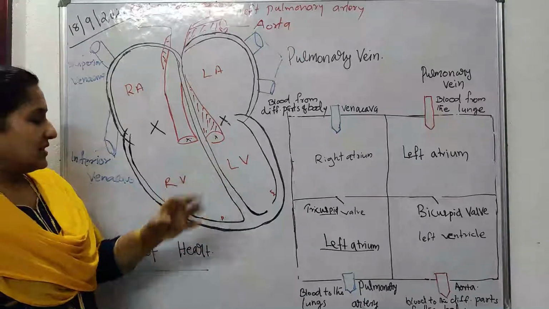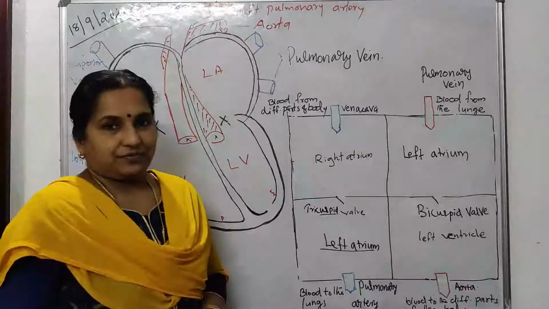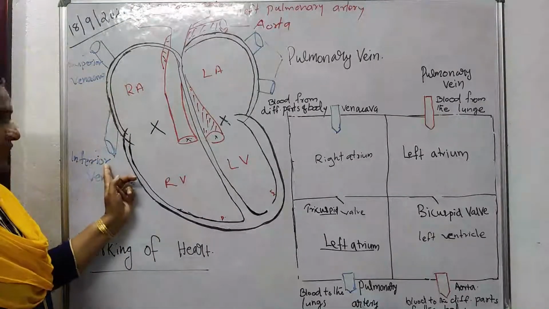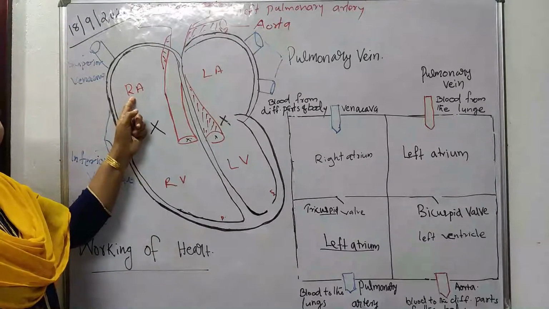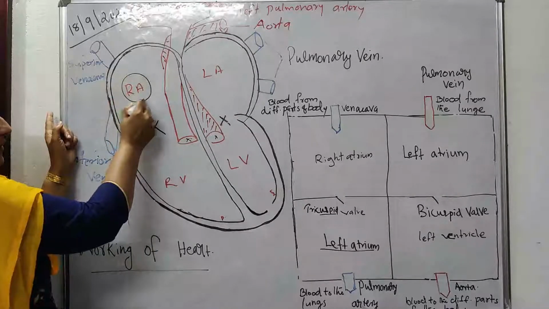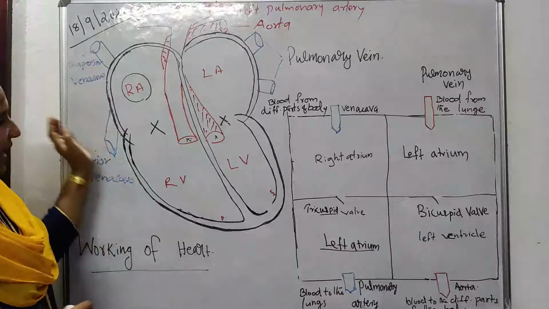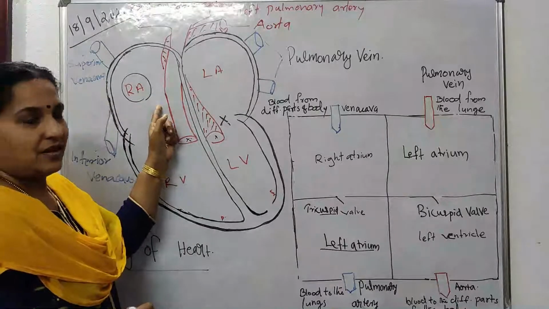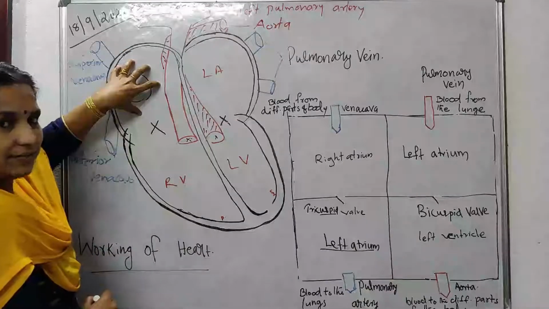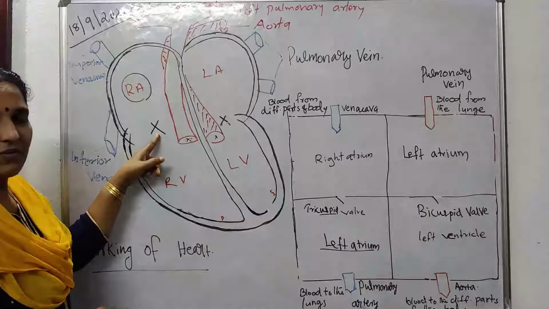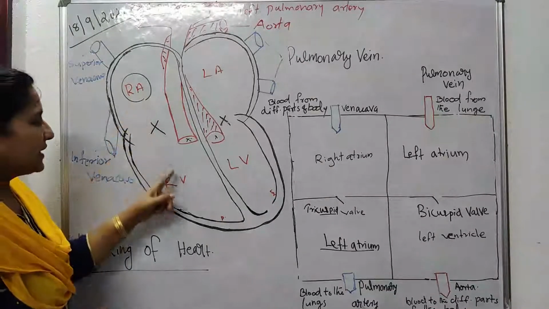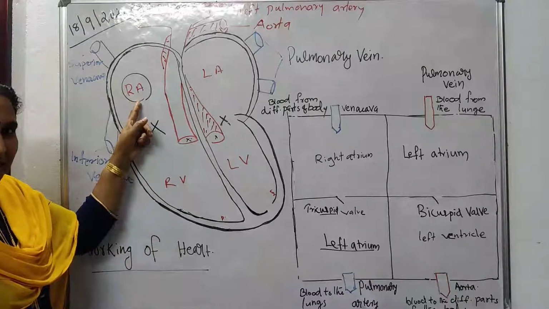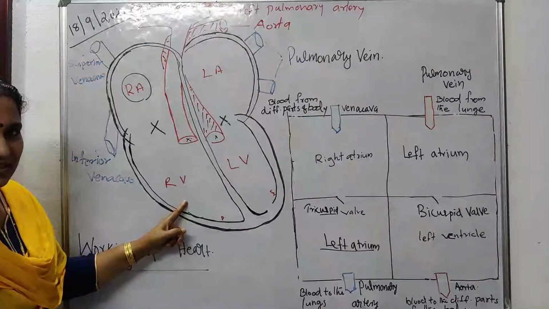Then next, what about its function? The vena cava, superior vena cava and inferior vena cava, open to the right atrium. These blood vessels carry blood from different parts of the body to the right atrium. Once the blood reaches the right atrium, the tricuspid valve opens and the blood reaches the right ventricle. From the right atrium, that blood flows to the right ventricle.